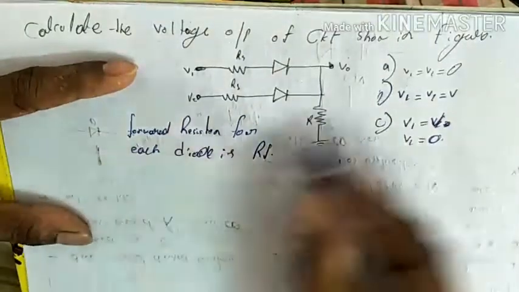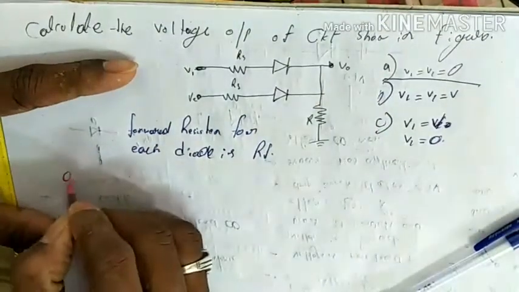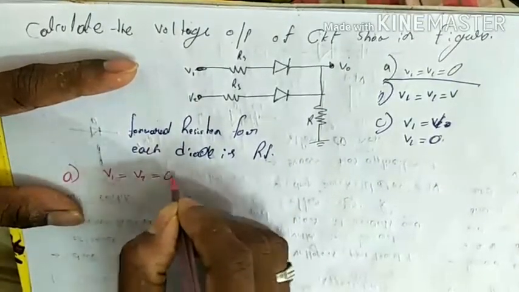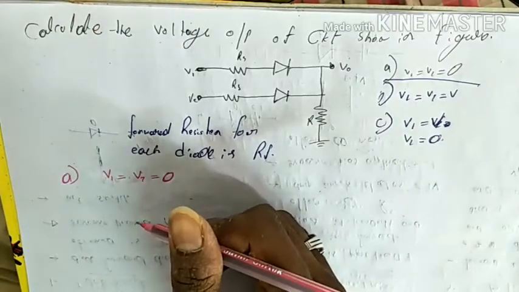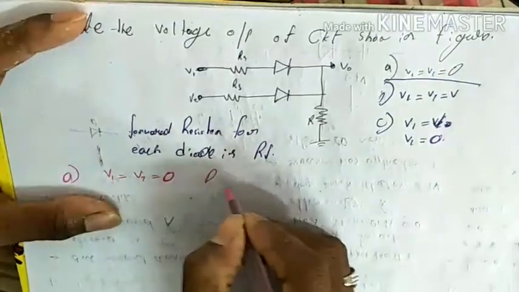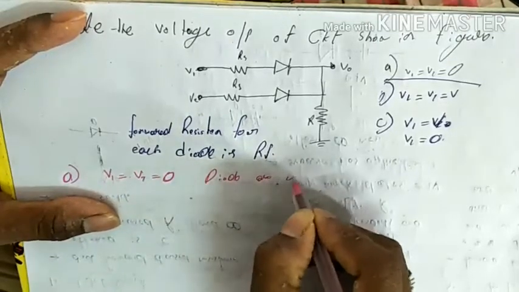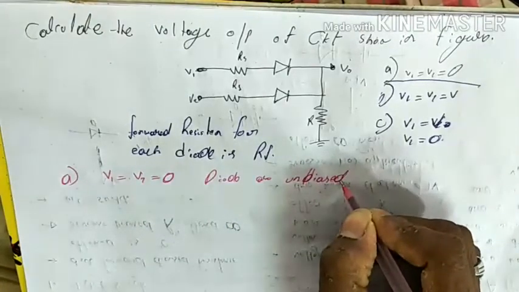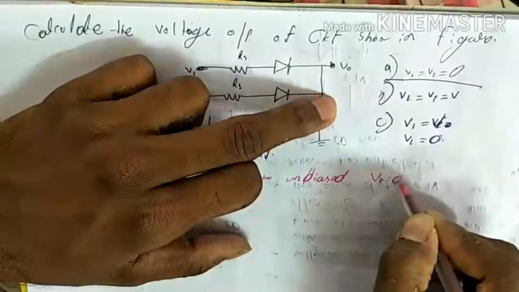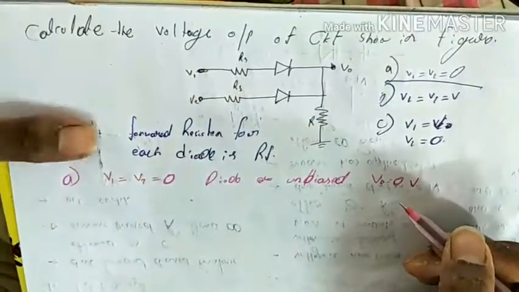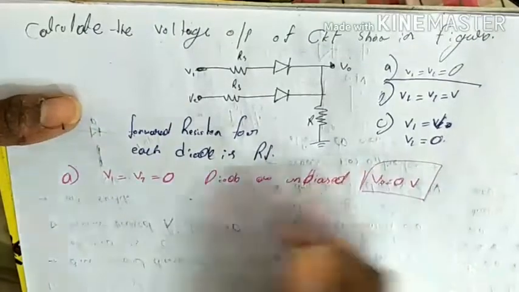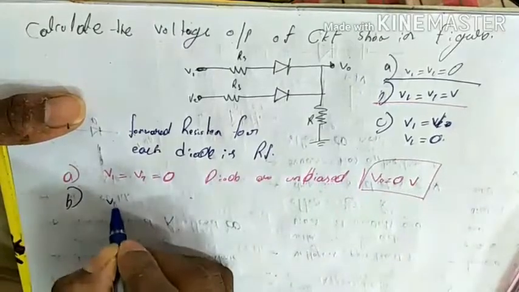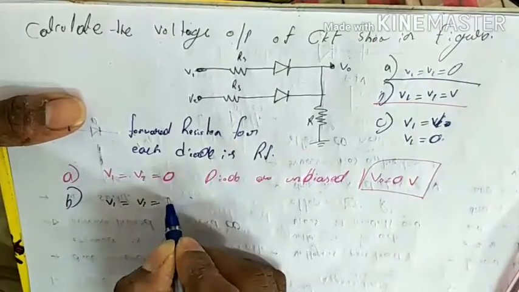For question A, when both V1 equals V2 equals 0, the diodes are unbiased. Therefore the output voltage equals 0. When the diodes are unbiased, the output always comes 0. Now we are going for the second one, B, V1 equals V2 equals V.